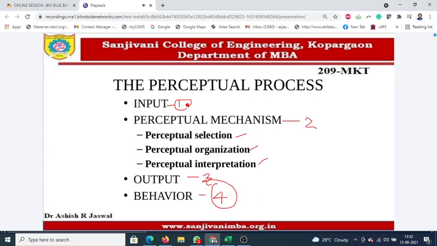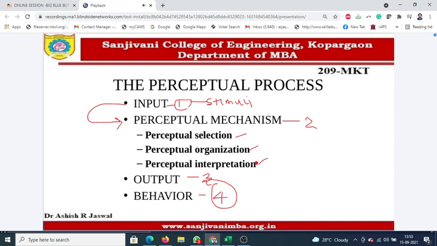Let us try to understand then. This input, which is in the form of stimuli, is going to be an input for the perceptual mechanism. So what was the input? Input was stimuli. Stimuli makes everything start in the background. Stimuli becomes the input to the perceptual mechanism. Now if we look at the perceptual mechanism, it consists of three sub processes. What are those sub processes? Perceptual selection, perceptual organization, and perceptual interpretation.